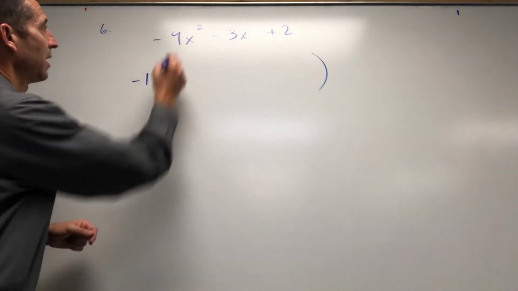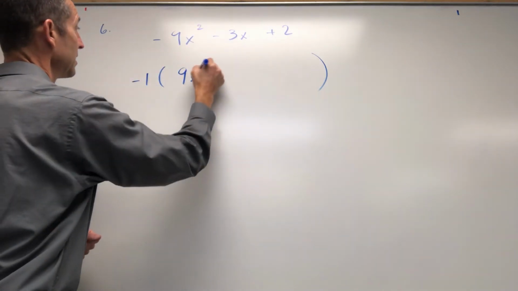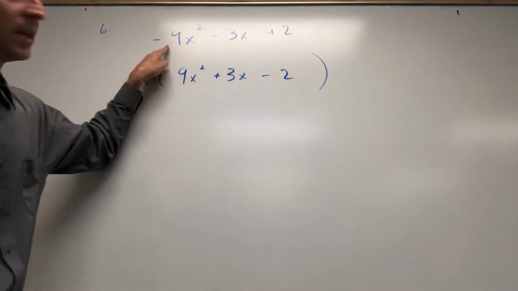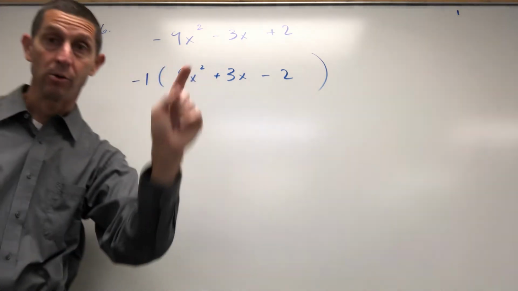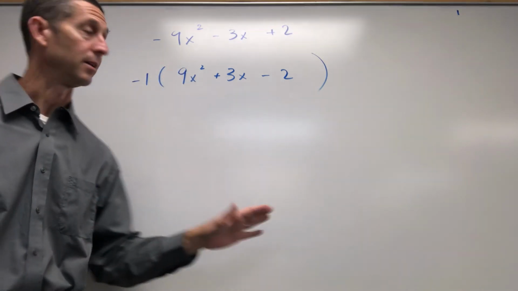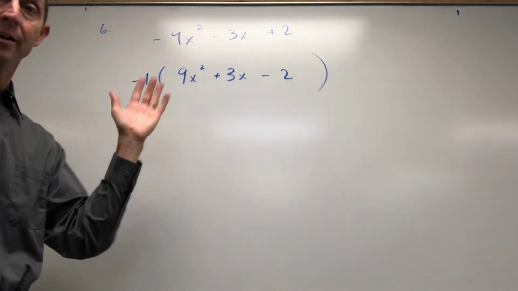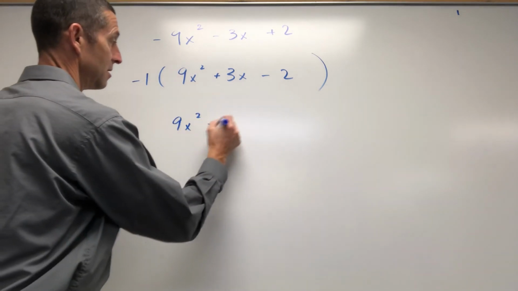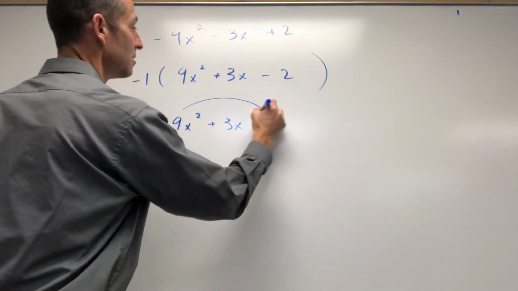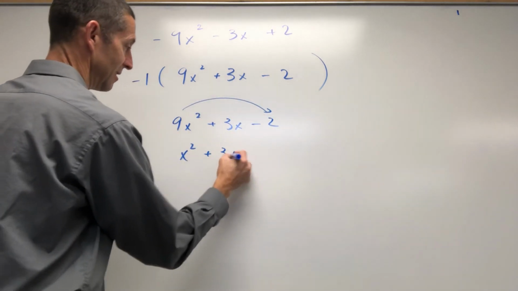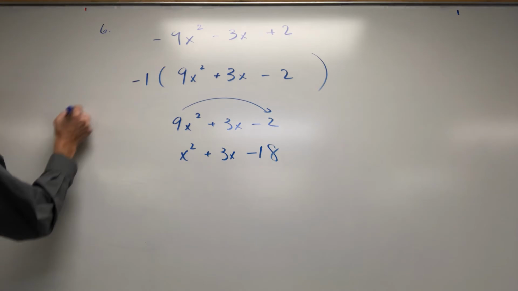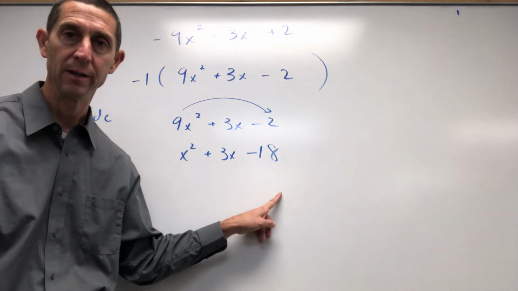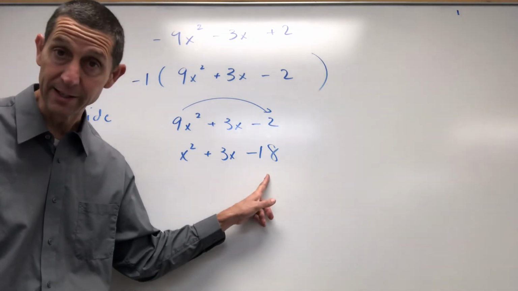So we change these values. Negative divided by negative is positive 9x squared, positive 3x minus 2. So if they give you a negative sign right off the bat, just get it out of your way. I've got a negative 1 factored out. Now we can start the slide and divide process. Okay, so let's start the slide. I grab the 9, I slide him over. 9 times 2 gives me the 18.